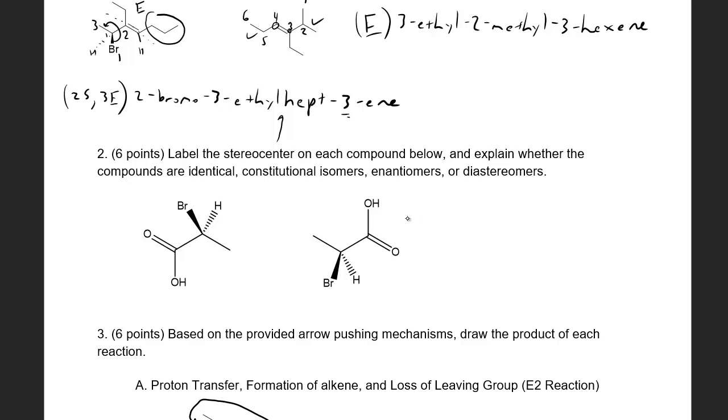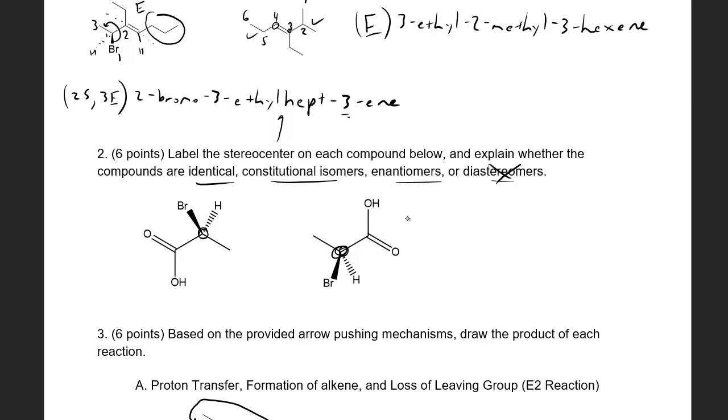All right, for this one, label the stereocenter on both and then determine whether they are identical, constitutional isomers, enantiomers, or diastereomers. In this case, I already know it cannot be a diastereomer. We only have 1 stereocenter. So this stereocenter is either the same or the opposite of that stereocenter, which means in everything else, the connectivity is the same. So they're either identical or enantiomers.